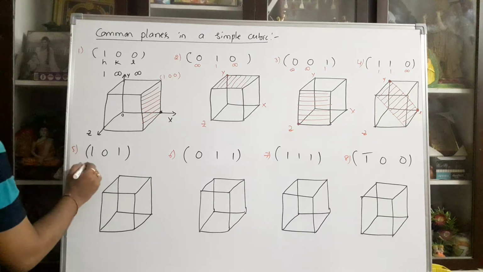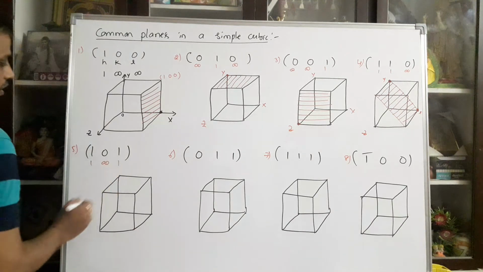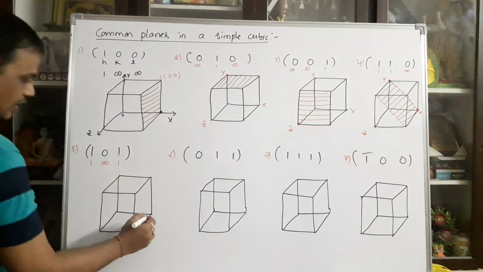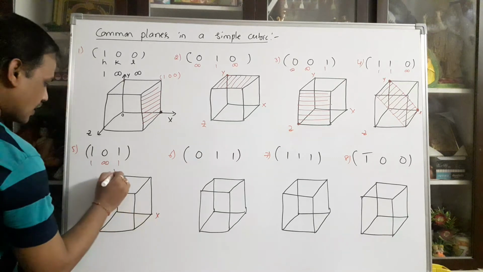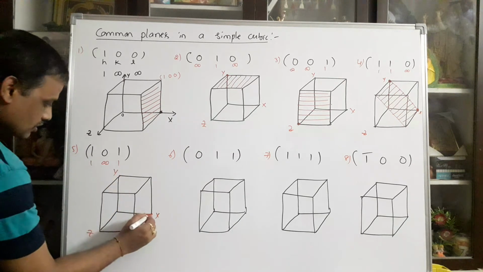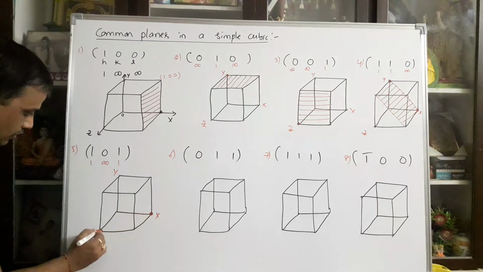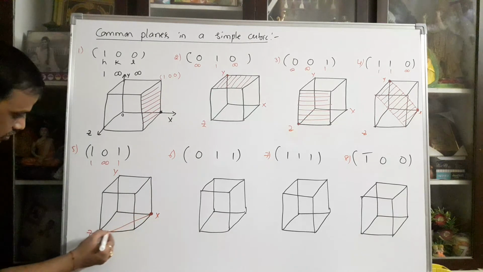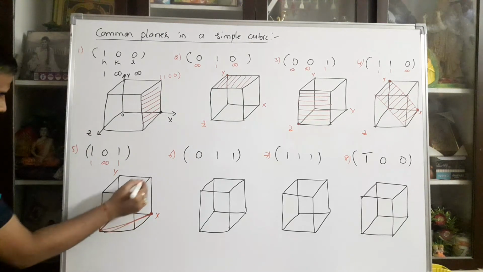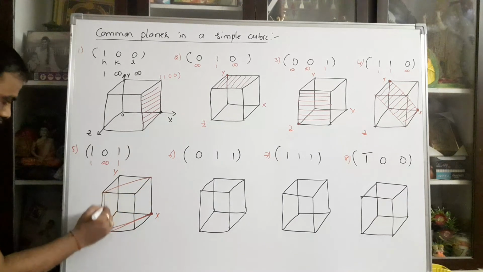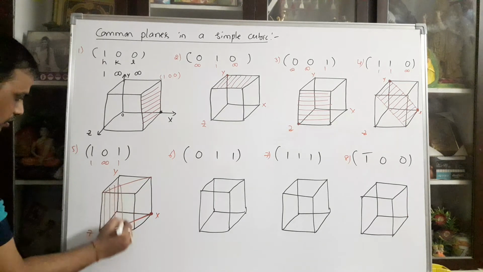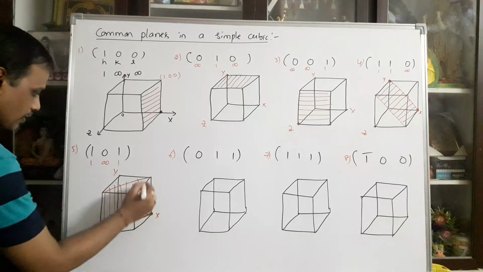So 1, 0, 1. So 1, infinity, 1. What is this plane drawing? The plane is parallel to y axis, x, y, z. X is equal to 1, z is equal to 1. So based on these two, you can draw the same line. So this plane is particularly the 1, 0, 1 plane.